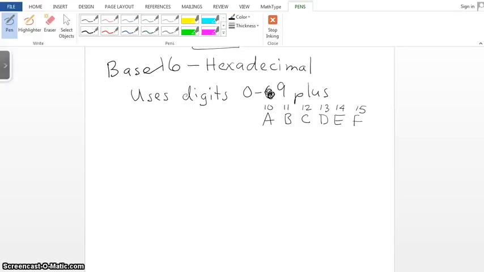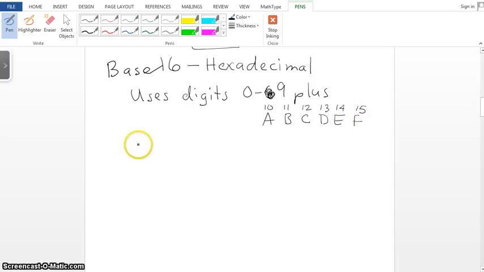Okay, here's the second part of the base and number systems. This is part 2. We're going to pick it up where we left off with that first video. We were up to base 16, the hexadecimal system, which uses the digits 0 through 9 along with these 6 letters. A represents 10, B 11, and so on all the way through F, which represents the number 15.